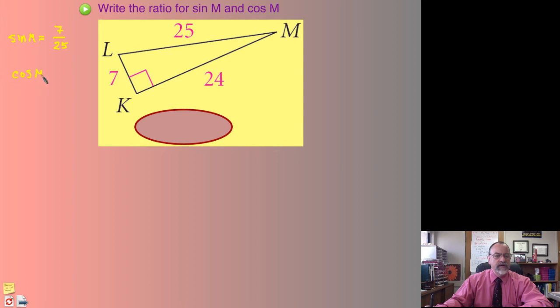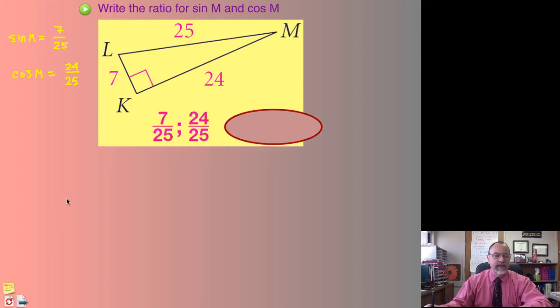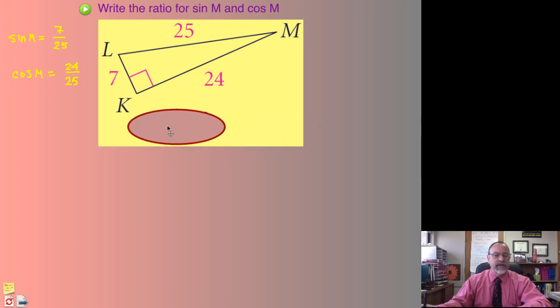The cosine of m is the adjacent side. Again, locating angle m, 24 here is next to, or adjacent to, angle m, and then the hypotenuse is 25. So this would be the sine of angle m and the cosine of angle m. Now, I would like you to write it out in this format, not just give me the fraction. I want you to write it out because this is the way that we'll be doing it when we actually solve problems, so I want you to practice that now.